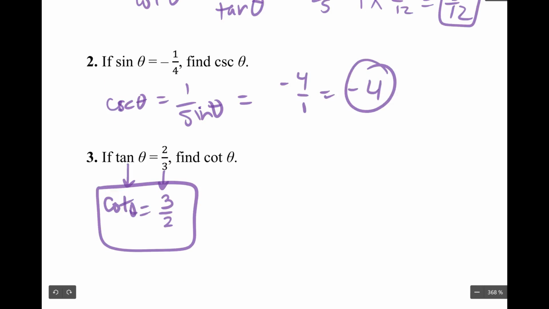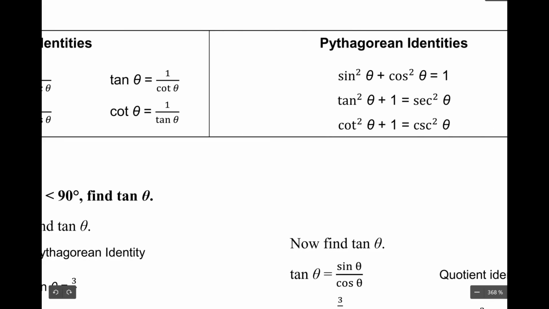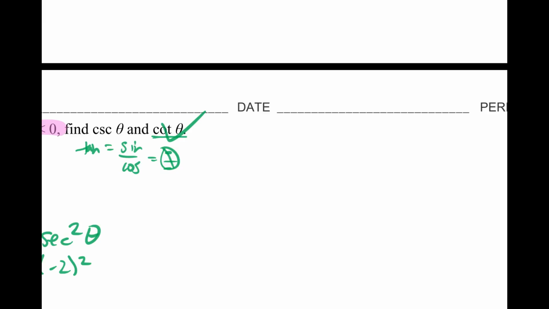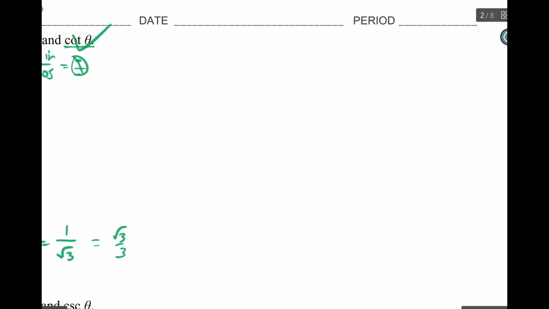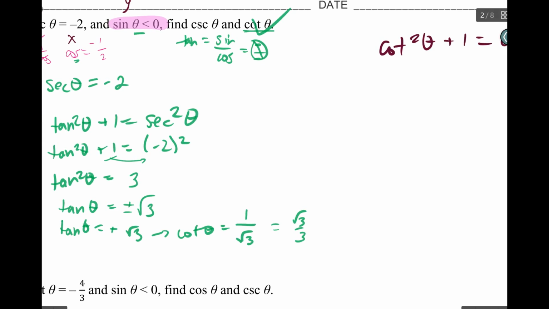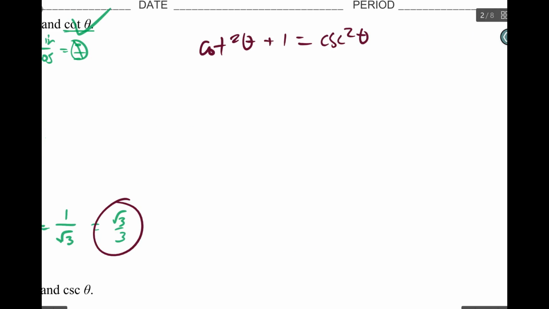If you look at your Pythagorean identity, you see that cotangent squared plus 1 is cosecant squared. Go ahead, write that down: cotangent squared theta plus 1 is cosecant squared theta. We know cotangent already, right there. So I'll plug that in: square root of 3 over 3, squared, plus 1 equals cosecant squared theta.